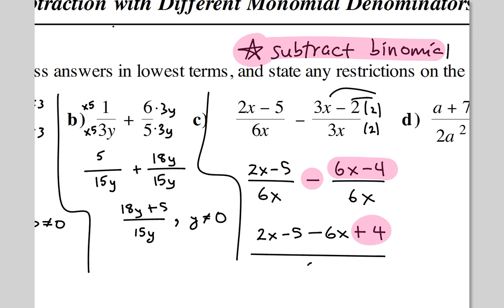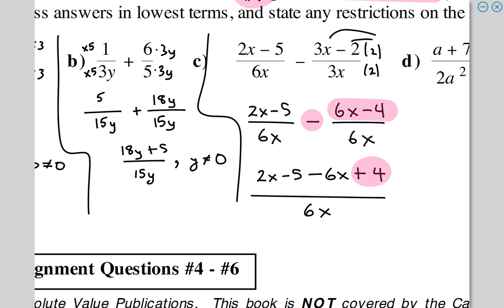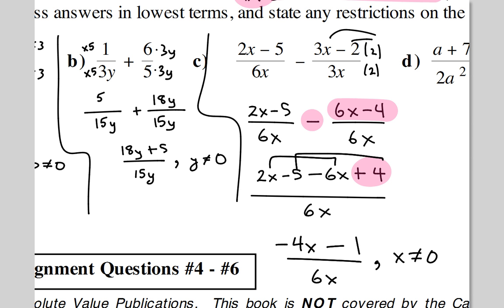All over the LCD, which is 6x. So now it's just like terms. Like, yeah, like terms, right? Is that what you call it? Okay, 2 minus 6, what is that? Minus 4x. And then minus 5 plus 4, what do you got? Minus 1, all over 6x. I'm done except for the NPV, x can't be 0.